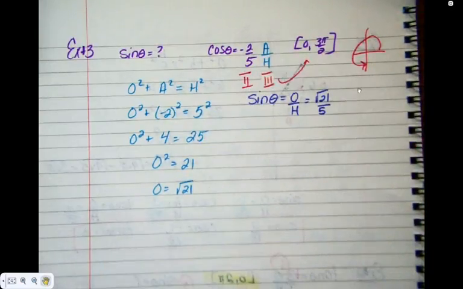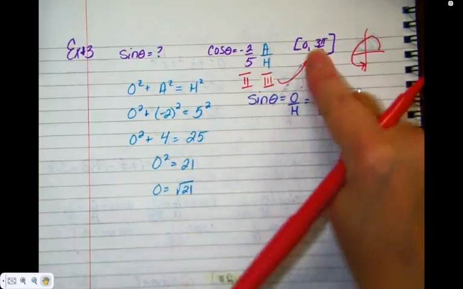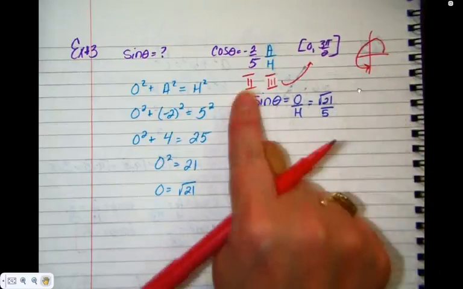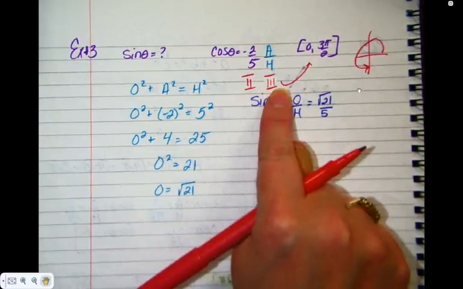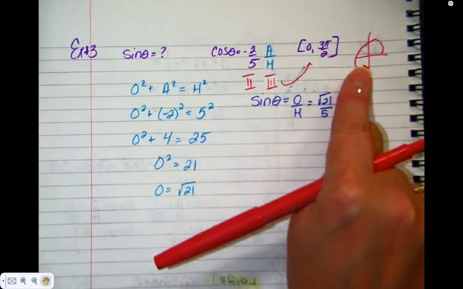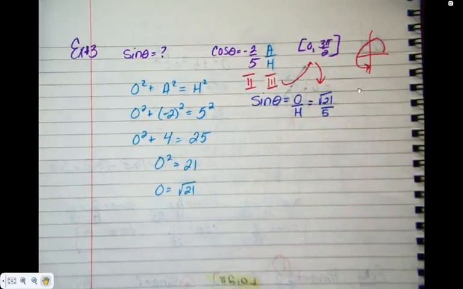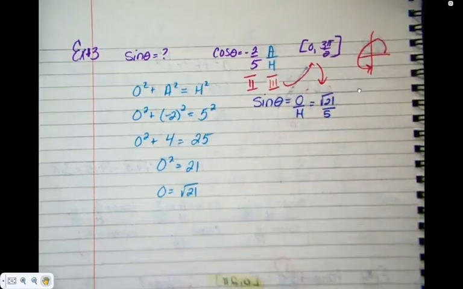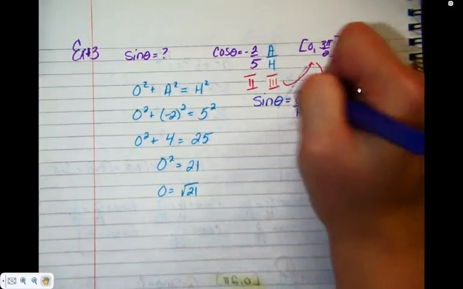Yes. Awesome. Now we just check the interval given in the question, and that says 0 all the way to 3 pi on 2. Are both of these okay? Are they both in this interval? Yep, so now we go down to sine. And we say in quadrant 2, sine is positive, but in quadrant 3 it is not. So I got to put a plus or minus in front.